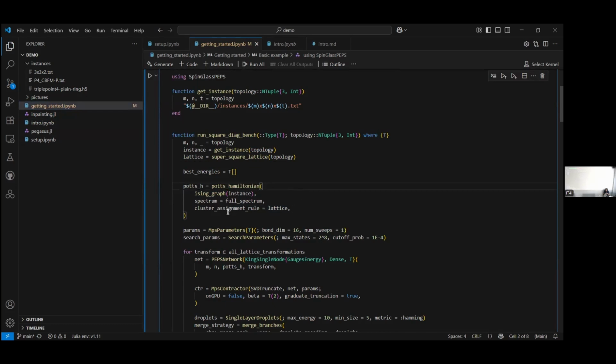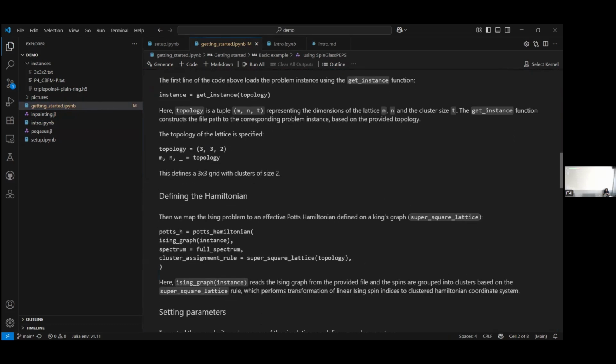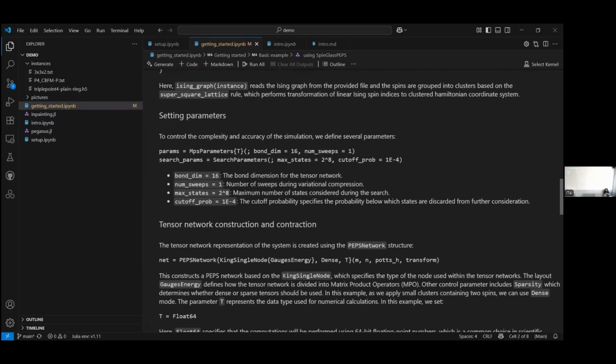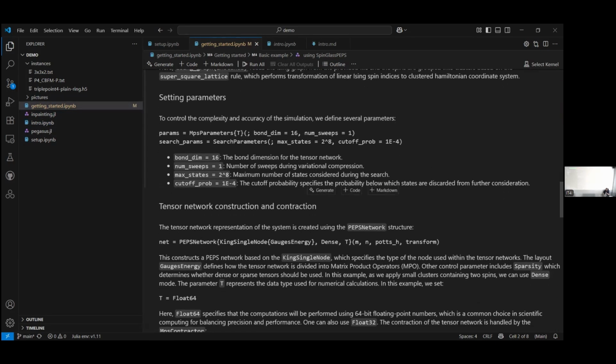Okay, so here we create a Potts Hamiltonian. Here we are setting the parameters that are shaping our search. And as I said, our software is really, really configurable. That means there are many parts that we can specify or change during the search. And these are just several things we can set.